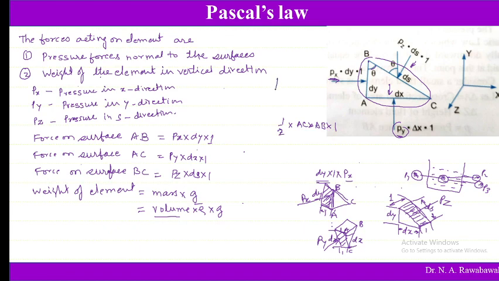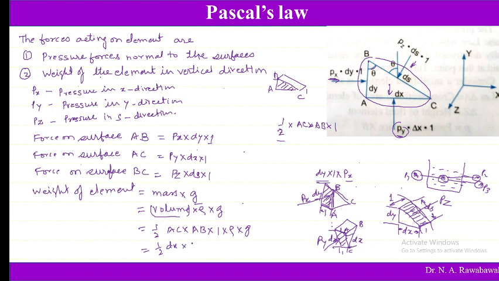So we can find the area of the triangle and its thickness is 1 unit. First we find area into thickness. The area is half AC into AB, and the thickness is 1. So in place of volume we can write half AC into AB into 1, into rho. Here AC is nothing but dx.